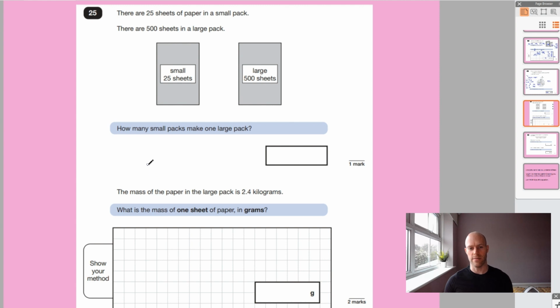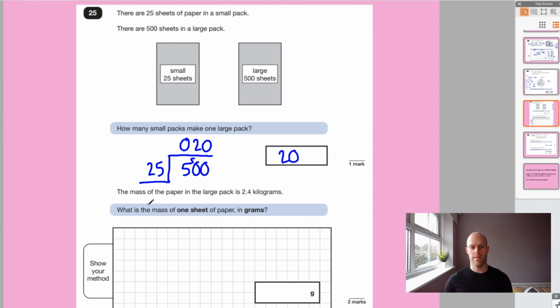Okay, well, it's a division. We have a pack of 25. We have a large pack of 500. Should be relatively simple. Let's have a look. How many times does 25 go into 5? It doesn't. Now we've got how many times does 25 go into 50? Twice and 0. 20 times it goes in.